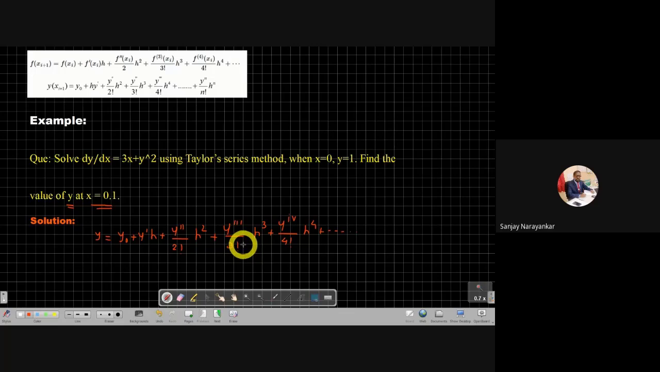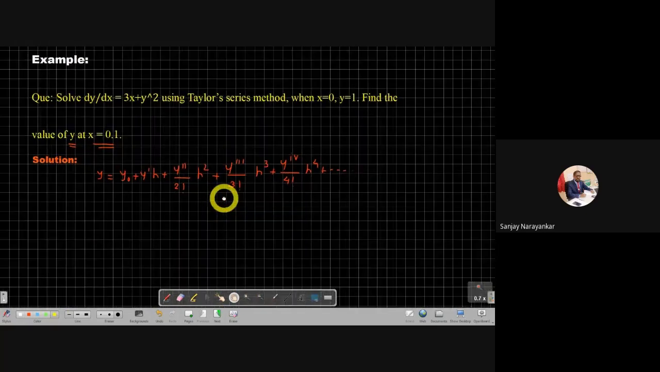Is that it, students? Any doubt, any question? You can stop me with that. Fine. So this is the formula that we are using.